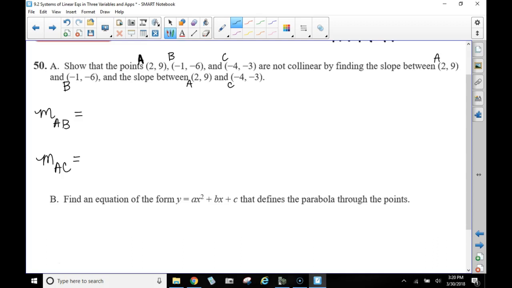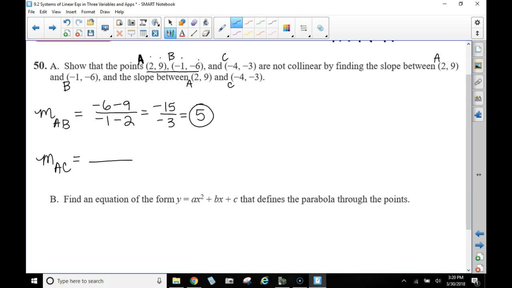So the slope of the line that contains points A and B, we're going to do change in y, so -6 minus 9 over change in x, -1 minus 2. Okay, so the slope of the line that would contain points A and B is -15 over -3, which is a slope of 5. Okay?